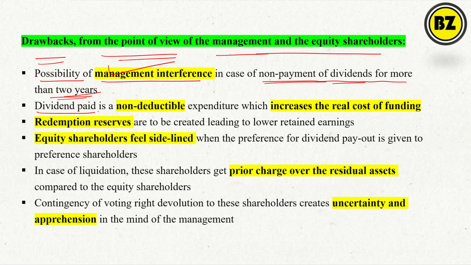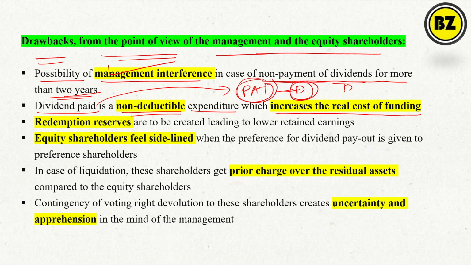Then dividend paid is a non-deductible expenditure, which increases the real cost of funding. So obviously whatever dividend you are paying, you are paying out of profit after tax. That means you are already paying the taxes, then you are paying the dividend. That means the dividend you are paying is not giving any tax benefit, right? It is a non-deductible expenditure, right? So for example, 100 rupees is a profit, 20 rupees you have paid as tax, only 80 is left.